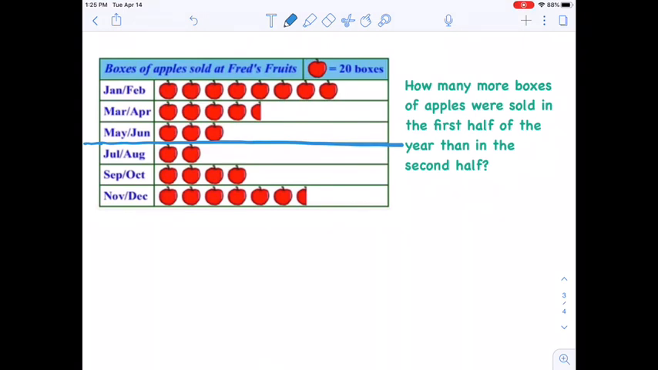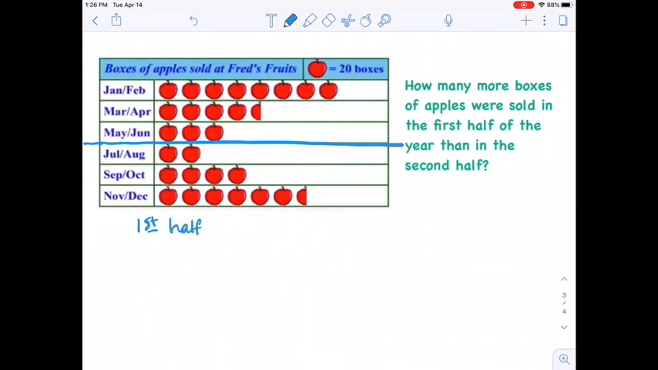January, February, March, April, May, June. That's the first 6 months of the year, or the first half of the year. Then July, August, September, October, November, December. That would be the second half of the year. So now, if we're trying to compare the first half of the year to the second half of the year, we have to start by knowing how many boxes of apples were sold in each half of the year. So in the first half of the year, we need to figure out how many boxes of apples were sold. So here's the first half.